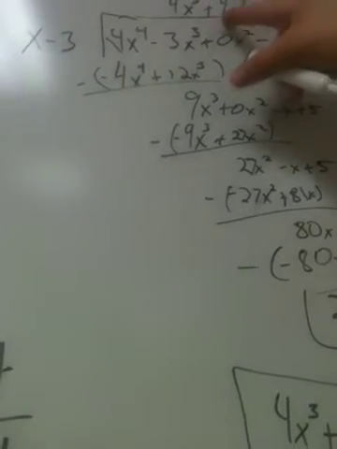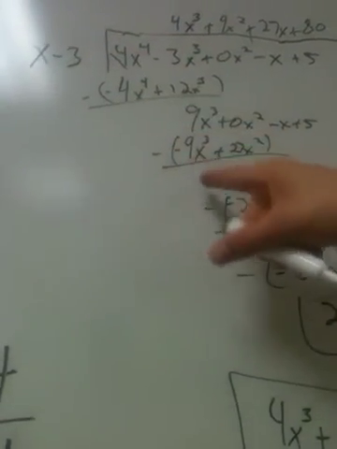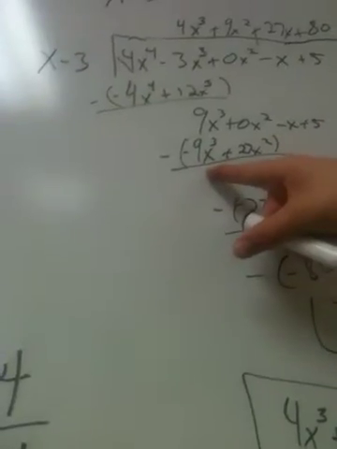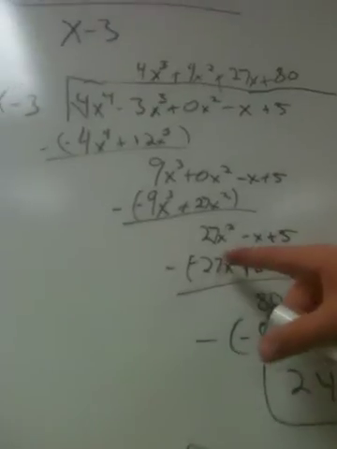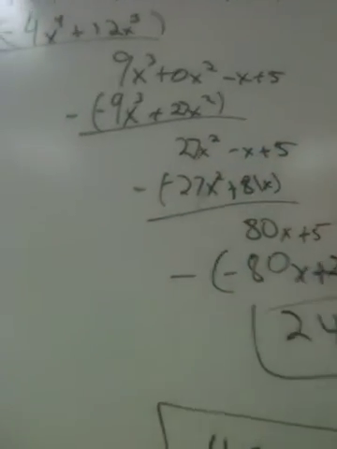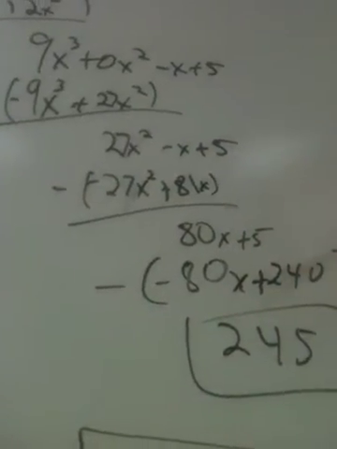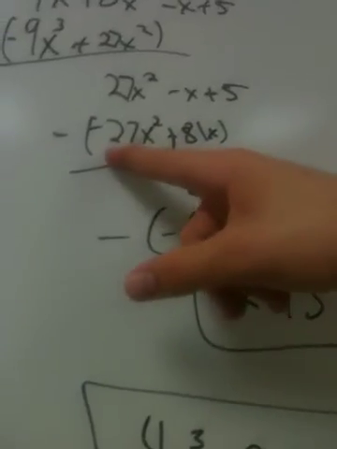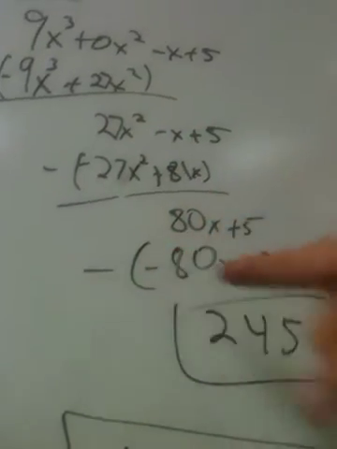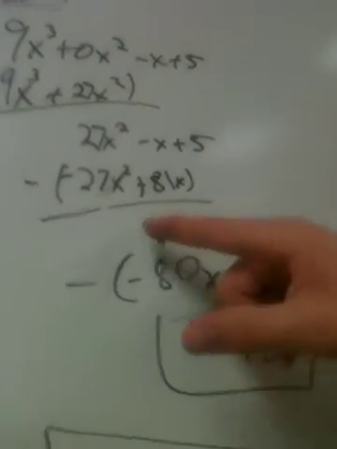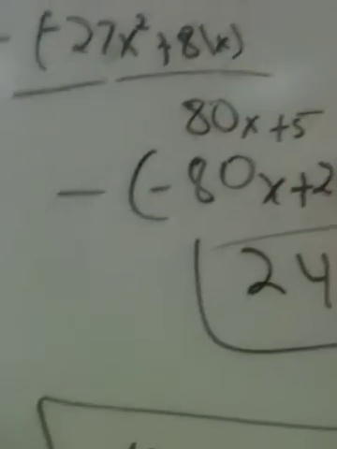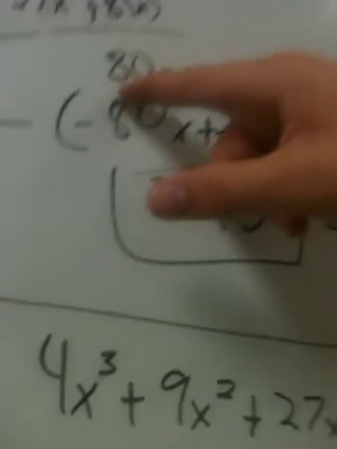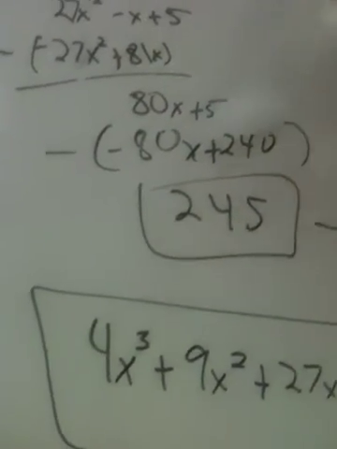So then you multiply 9x squared times x minus 3. You get a minus 9x cubed plus 27x squared. The 9x cubes cancel out, and you have a 27x squared minus x plus 5 left. So then you multiply the 27x times x minus 3. Your minus 27x squared cancels, and the 27 times the 3 is the 81x. So you bring that down. You're left with an 80x plus 5.